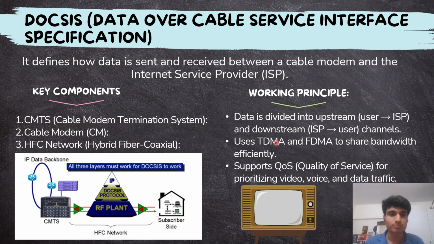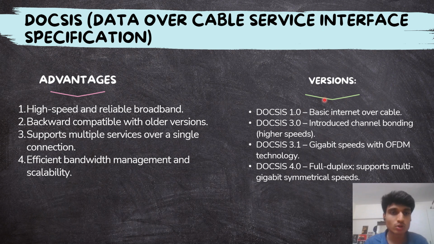Let's understand how it works. At your home, you have a cable modem, a device which connects to the cable line and gives you internet. At the ISP side, there is something called the CMTS, which stands for Cable Modem Termination System. This CMTS manages all the connections from different users in an area and ensures smooth data transmission. The communication between the cable modem and CMTS happens over two channels: a downstream channel for data going from the internet to you, and an upstream channel from you to the internet. DOCSIS divides the bandwidth smartly between these two directions.